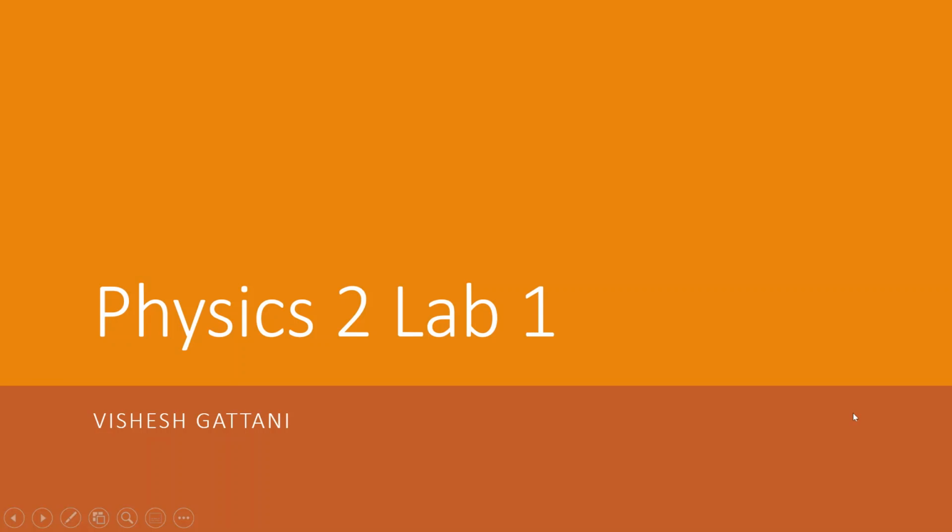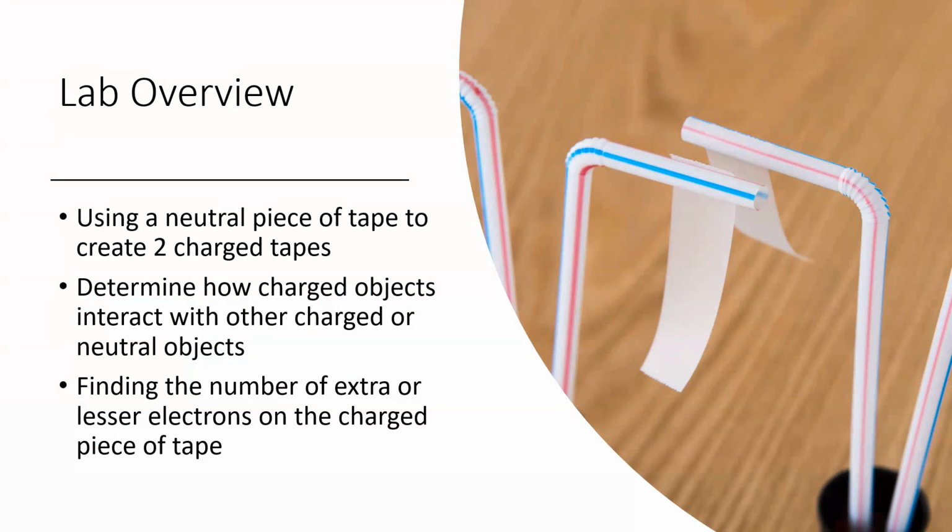All right, this is Vishesh, and I'm going to be presenting my Lab 1 presentation for Physics 2. The overview of this lab was that we were creating two charged pieces of tape from a neutral piece of tape. We wanted to determine how the two charged tapes would interact with other charged objects or neutral objects, and in the end we wanted to find the number of extra or lesser electrons on the charged piece of tape.